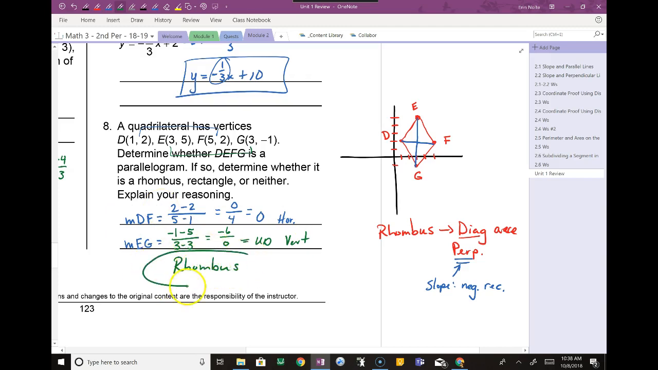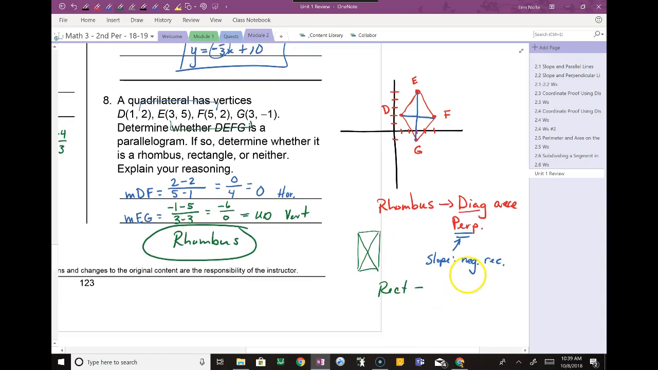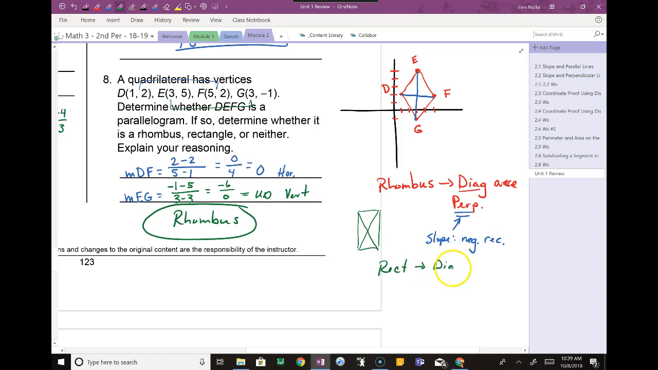Okay, and I don't even have to check a rectangle, because if you think about a rectangle and you check their diagonals, diagonals on a rectangle are not perpendicular. So if you wanted to write down that fact for a rectangle, the diagonals are congruent and are not perpendicular. Okay, so those are some facts about proving or disproving those two pieces.